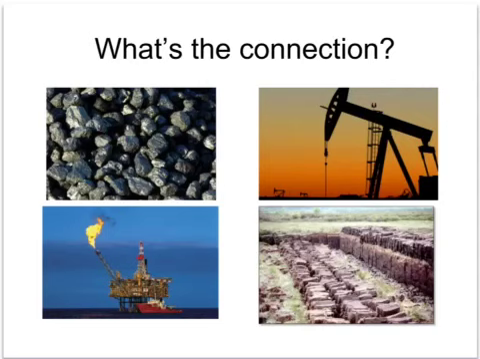What's the connection between these four pictures? This one on the left at the top shows coal. On the right at the top, this represents crude oil. Bottom left, this represents natural gas. And bottom right represents peat. All four of these, what do they have in common?